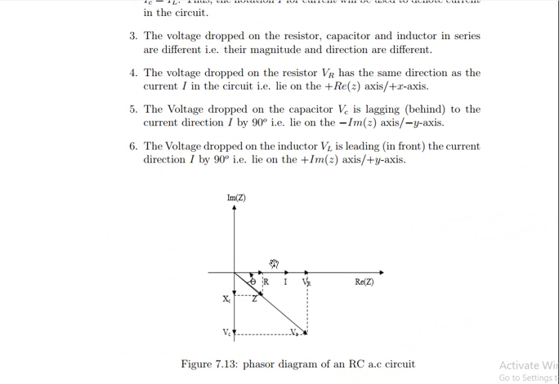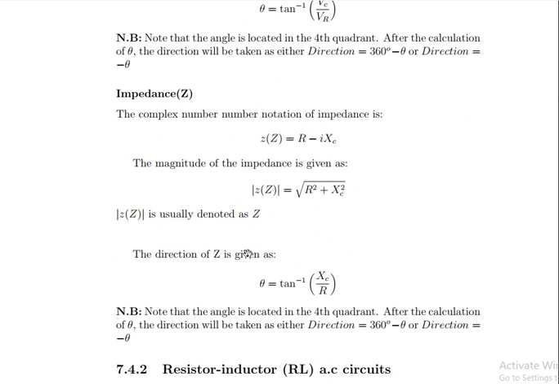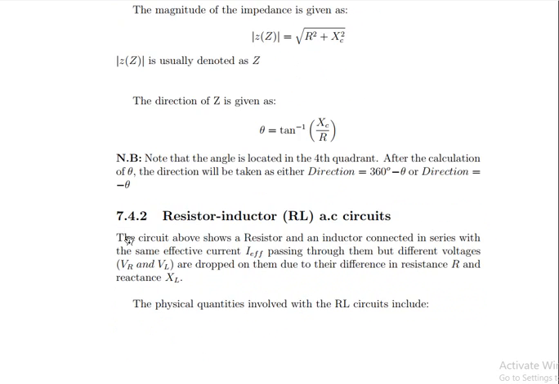Now the complex number notation of the impedance will be written as R minus iXC. So you have R in this direction, and you have XC in the negative imaginary line. So you have R minus iXC. The magnitude of this impedance will be equal to the square root of R squared plus XC squared, and the direction is given as theta equals tan inverse of XC all over R. But this direction lies in the fourth quadrant, so the direction is equal to 360 degrees minus theta, or the direction is equal to negative theta.